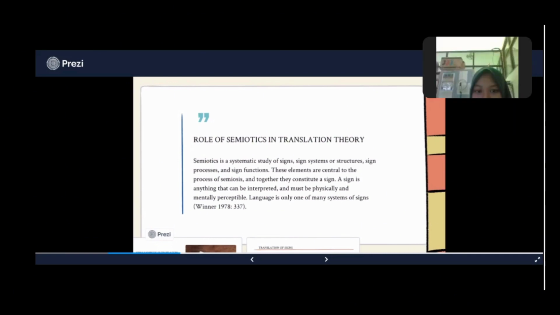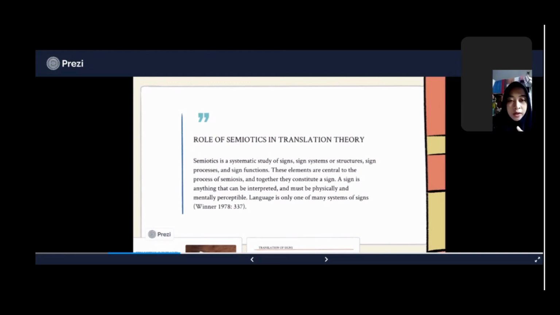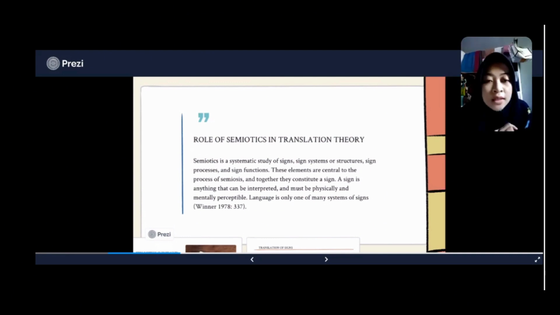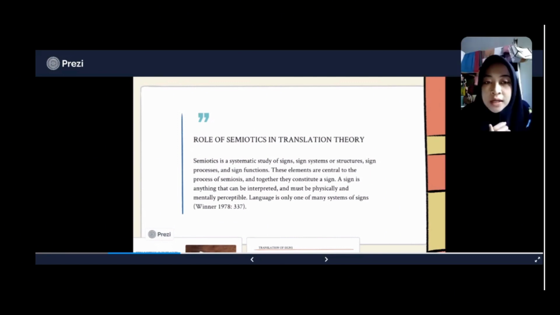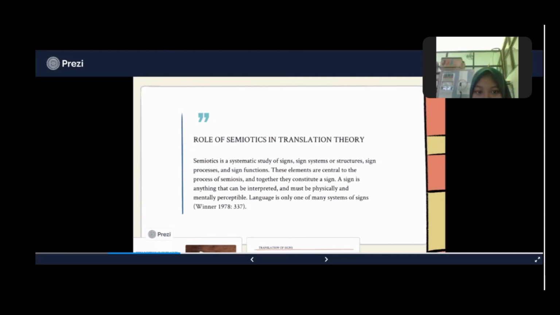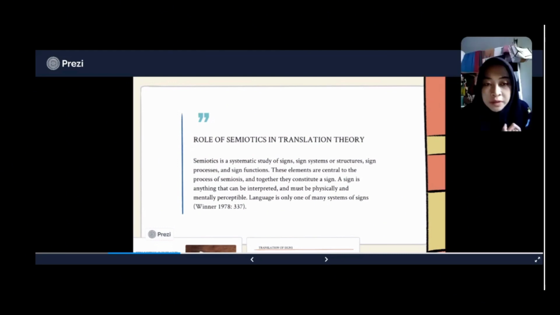So for the role of semiotic in translation theory, semiotic is a systematic study of sign system or structure, sign process, and sign function. These elements are central to the process of semiosis, and together they constitute a sign. A sign is anything that can be interpreted and must be physically and mentally perceptible. And language is only one of many systems of signs.